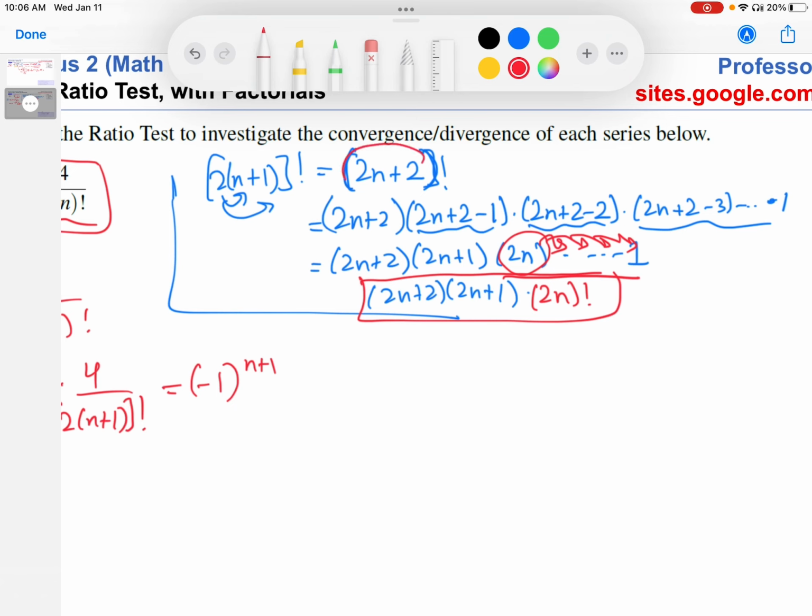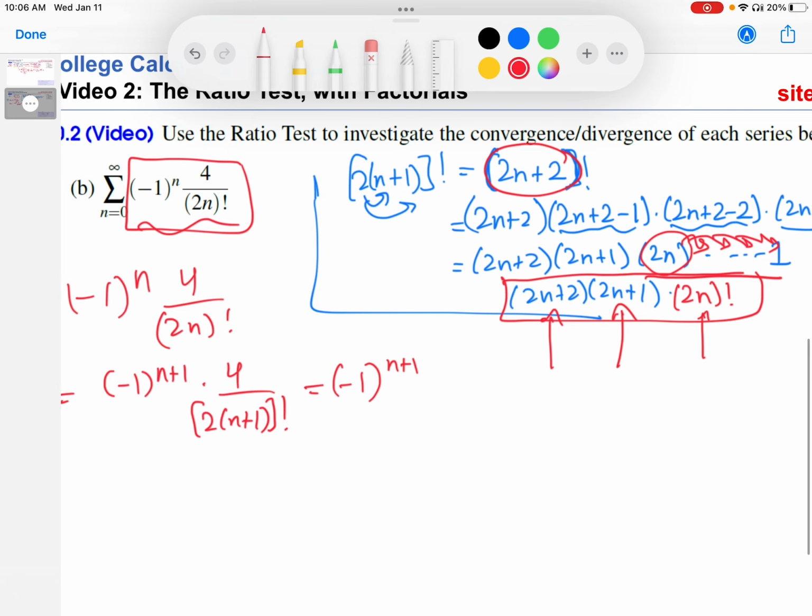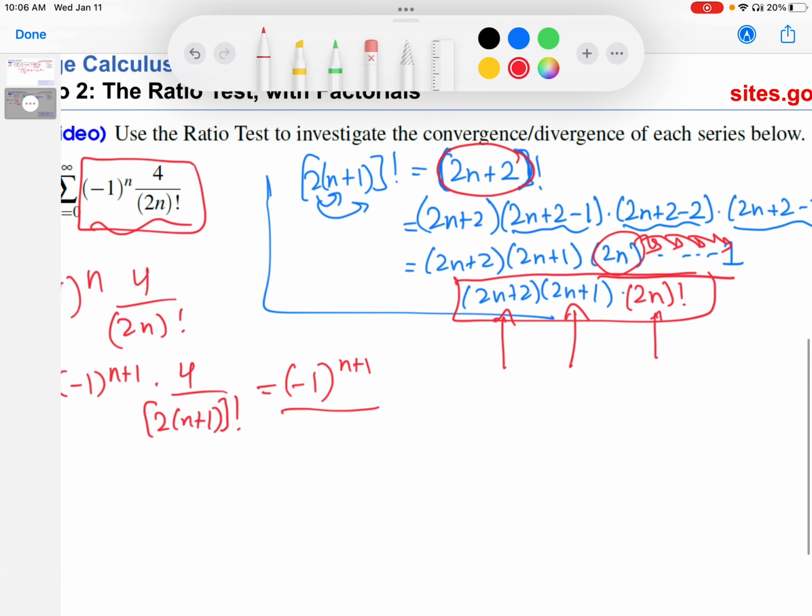We started with the number 2n plus 2. We multiplied it by one less, right? And then we multiplied that by the factorial of 1 less than that. Okay, so that's what goes down here in the denominator: 2n plus 2, 2n plus 1 times 2n factorial.